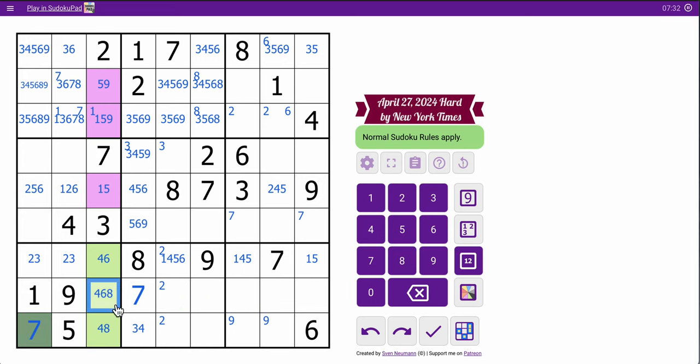Oofda. 1, 7, 9. I need 2, 3, 4, 5, 6, 8 for those cells in some order. That's not 8. That's not 8. That's not 2. 6, 8, 3 are out. 6 is out. 6 and 4 are out. As for those cells, which cannot be 5, 6, 7, well, these can't be 5, 6, 7, 8, 9, so those are from 1, 2, 3, 4. Three, four, eight, nine, because I can't be 5, 6, 7.